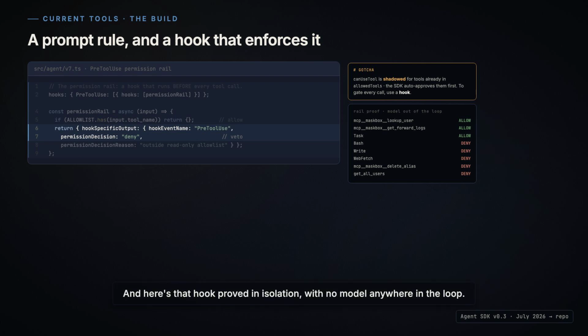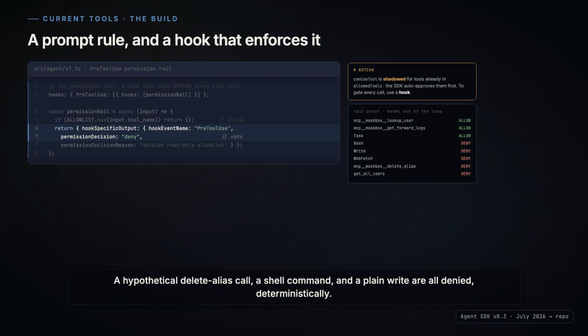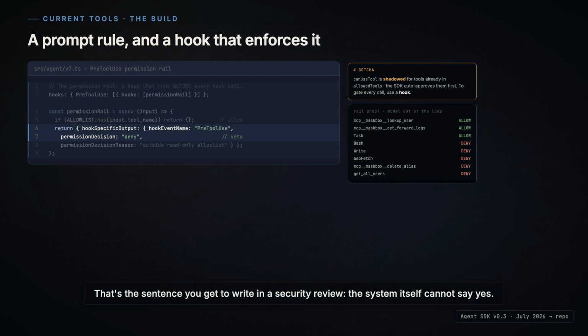And here is that hook proved in isolation with no model anywhere in the loop. The read-only lookup tool passes, and so does the delegation tool. A hypothetical delete alias call, a shell command, and a plain write are all denied deterministically. That's the sentence you get to write in a security review. The system itself cannot say yes.